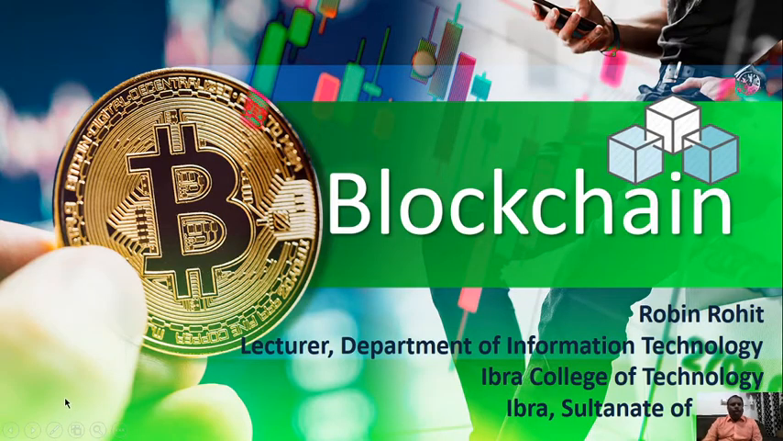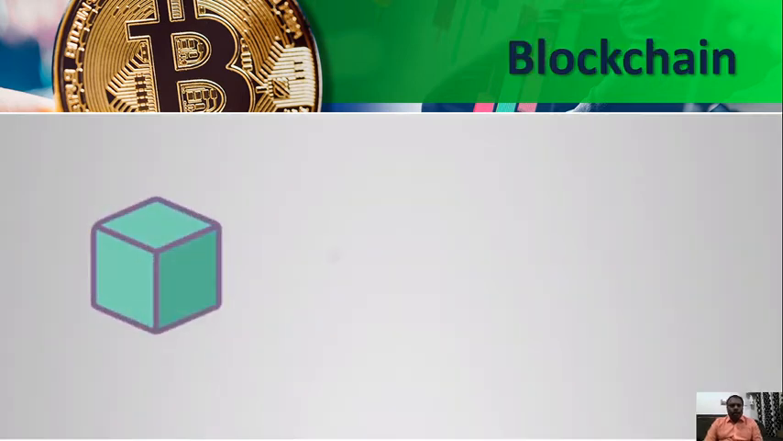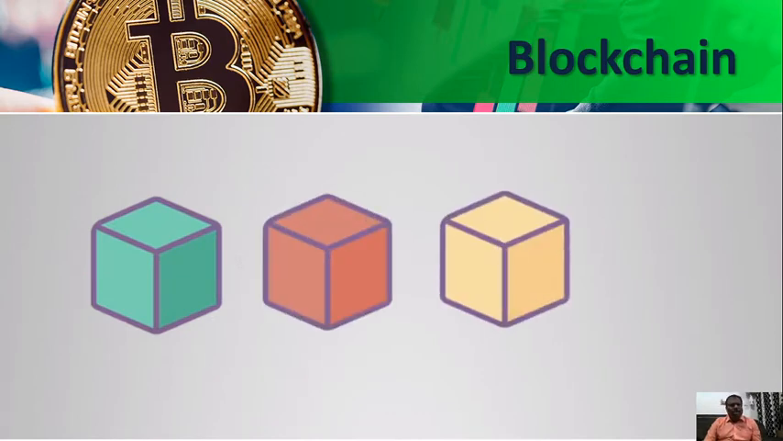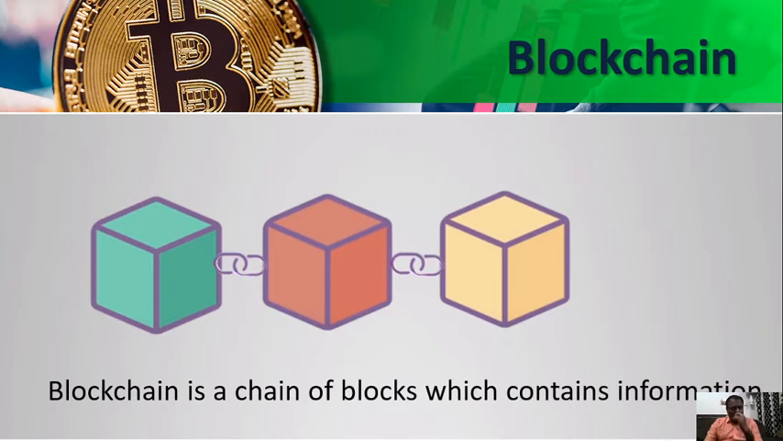Let's see what a blockchain is, how it works, what problems it solves, and how it can be used. What is a blockchain? It's a group of blocks which are connected through a chain. Now, what do these blocks contain? These blocks contain information. So, a blockchain is a chain of blocks which contains information.